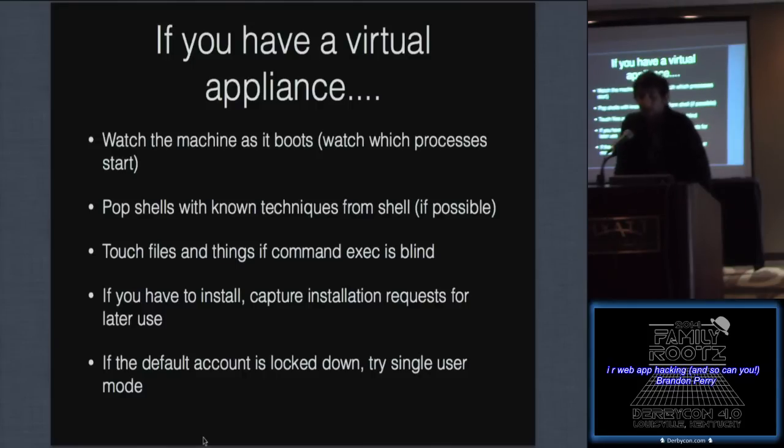If you have access to the shell from the virtual appliance, pop shells with known techniques. Use Telnet. See what binaries you have at your disposal. See if you don't have Netcat. See what you can use if you find an RCE and be like, okay, I should be able to use these binaries to make a remote connect back. If you've got blind execs, touch things into /tmp, you know.